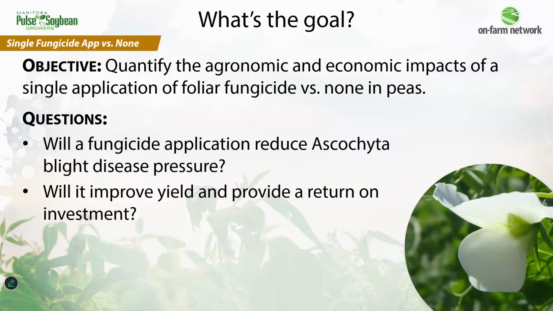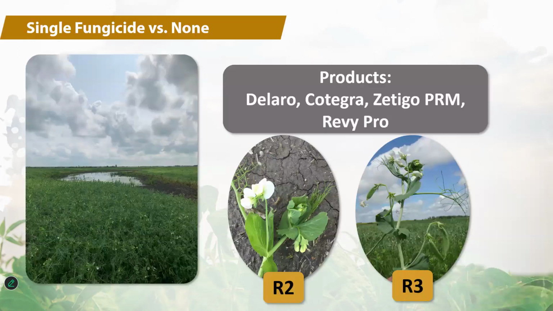So starting with the single application versus none trials, the objective is to evaluate the impacts of a single application compared to none in peas. Will a fungicide application reduce Ascochyta blight disease pressure? Will it move the yield? Will it improve the yield and provide a return on investment? It's been more common in the drier years for farmers to compare a single versus none strategy and ask the question, do I need a fungicide application in a dry year?